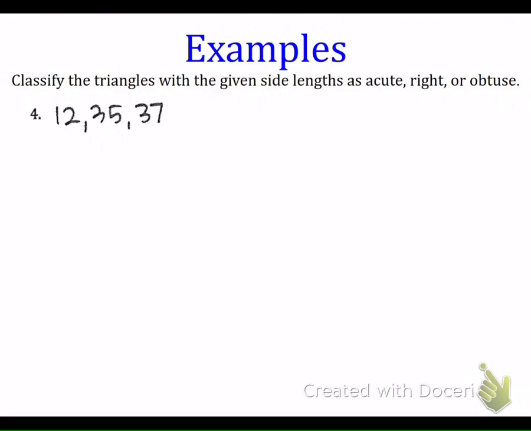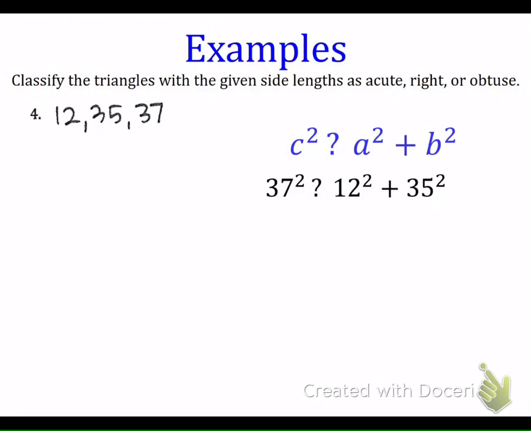Number 4. That is a 12, a 35, and a 37. Which one has to go first? 37. So 37, I'm not sure. 12, 35, all squared. What is 37 squared? 1,369. Okay. All right. And then we have 144 and 1225.